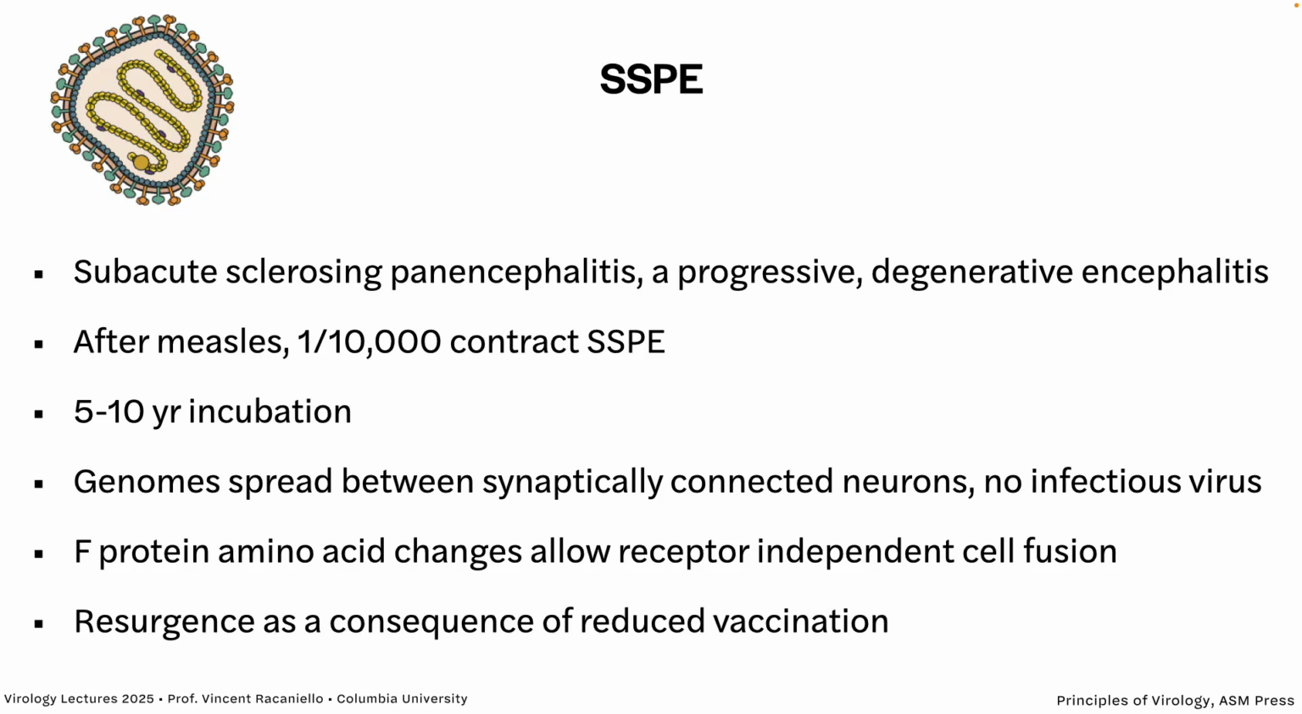We know that 1 in 1,000 kids get encephalitis right after the measles infection. So it could be that there's virus in some kids' brains and it stays there. It's not cleared because it's an immunoprivileged site, and the genomes mutate, and eventually one arises with these F protein changes that allow fusion. So it's the fusion between cells in a receptor-independent manner that damages the brain.